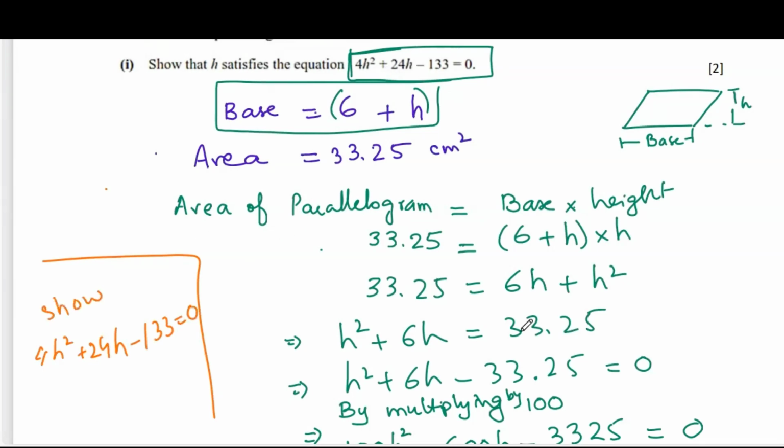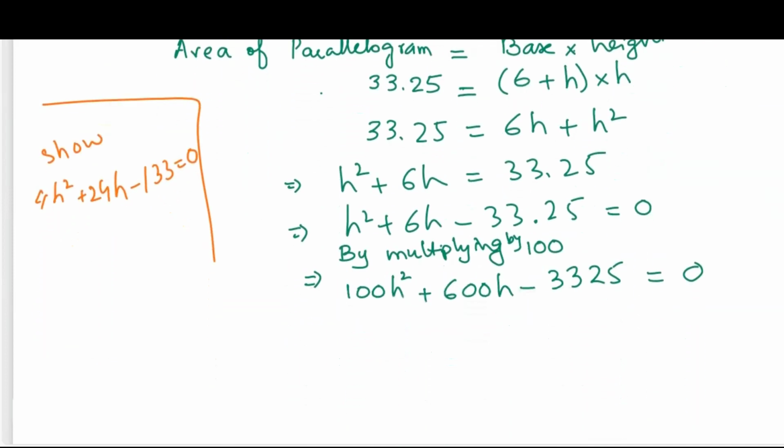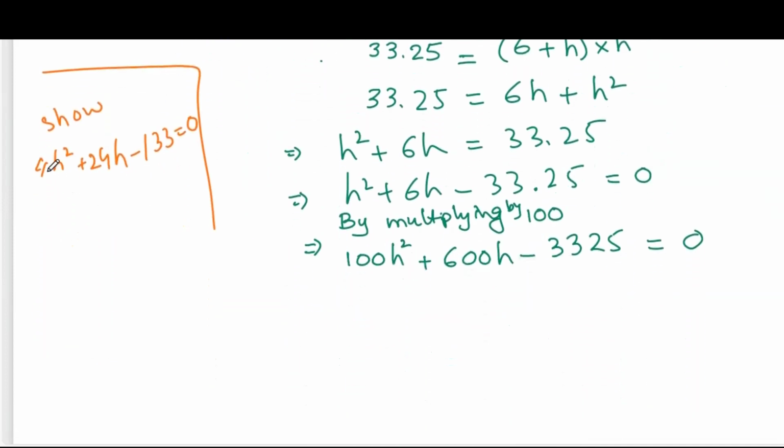So this is 100 and we have to show 4. So it means 4 times 25 is 100. If you divide by 25, you get 4. Now 100 divided by 25. 4 times 25 is 100. We get 100 over 25 is 4.